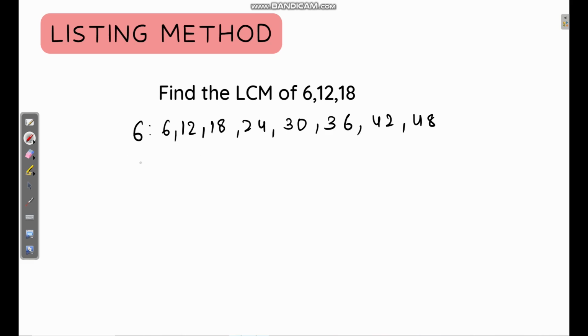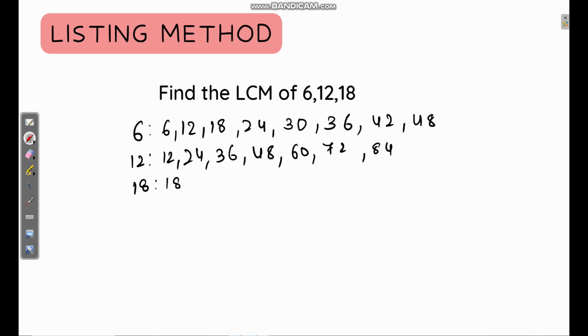Okay, that's enough. Then the next number 12, all the multiples, the table of 12: 12, 24, 36, 48, 60, 72, 84. This is enough. You can write 96 and all. The next number is 18, so 18, 36, okay, 54. Now can I find anything that's common over here?